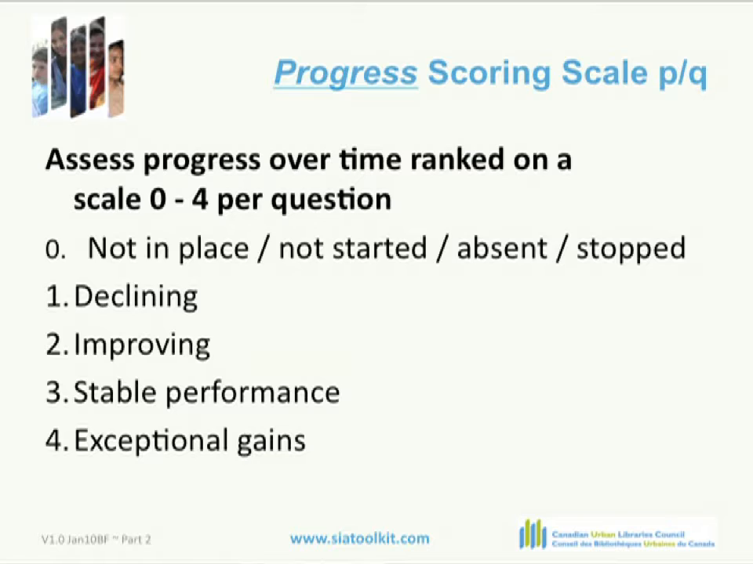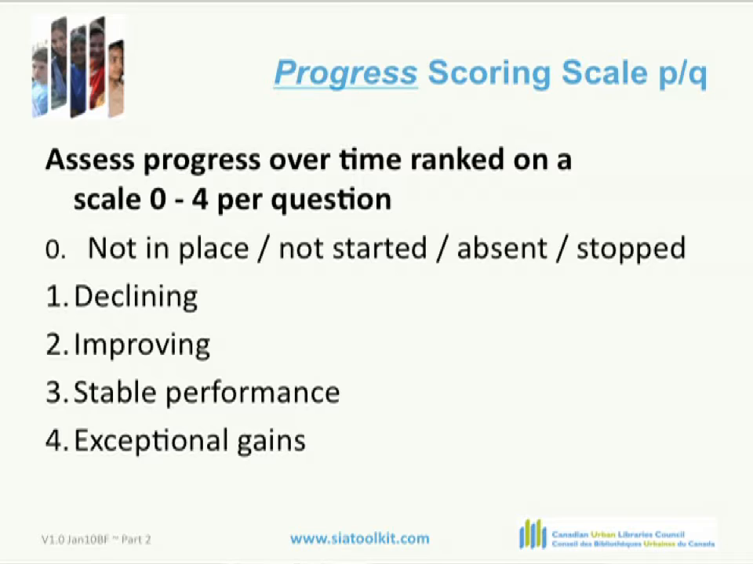So now let's look at the progress scoring scale. As you can see here, we're assessing progress also on a scale from 0 to 4. 0 again means not in place or not started, but in this case it could also mean absent or stopped. As you can see from the rest of the scale, we're looking for progress here. So a 1 would mean that the efforts are declining, 2 improving, 3 that there's been performance, and 4 that there have been some gains.